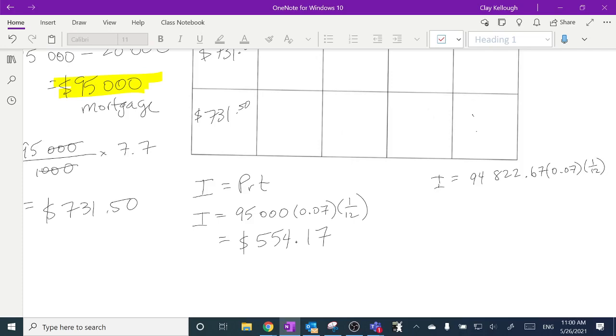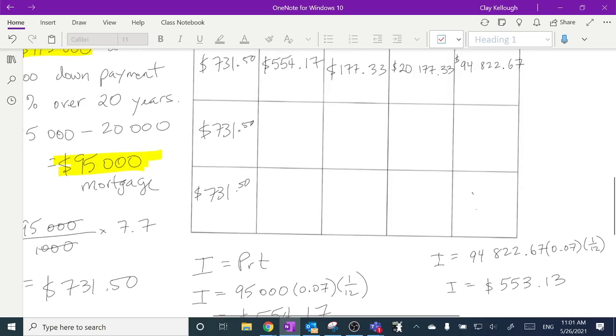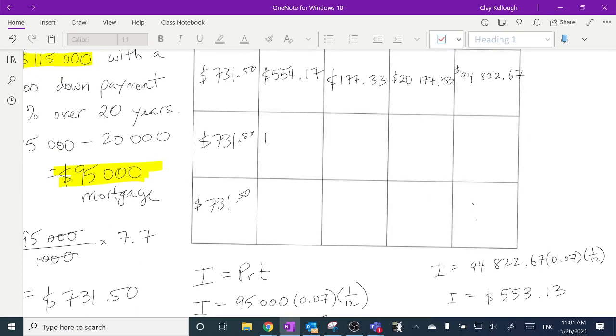So I take the number. Now I've got this number still in my calculator. I didn't erase it. Lucky me. So I can just go times 0.07 divided by 12, and now my new interest payment is this. And you know you're doing this right when you see that this number is just a little bit smaller than the one from the previous month.